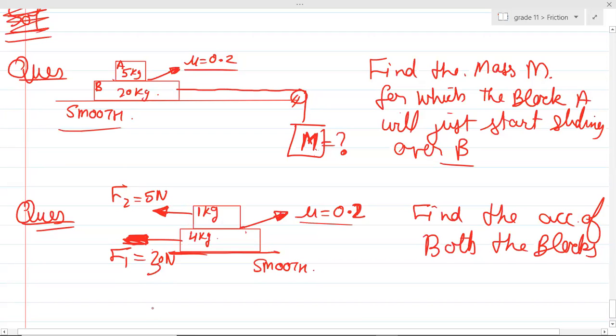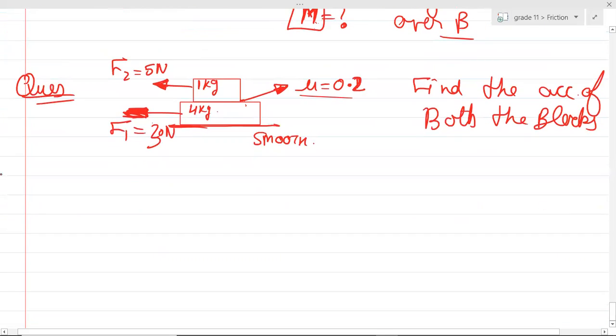This force is 30 Newton, okay? Okay guys, F1 is 30 Newton, and then try to do it. So these questions are your homework questions, block over block problems. Only one last question we will do in class.